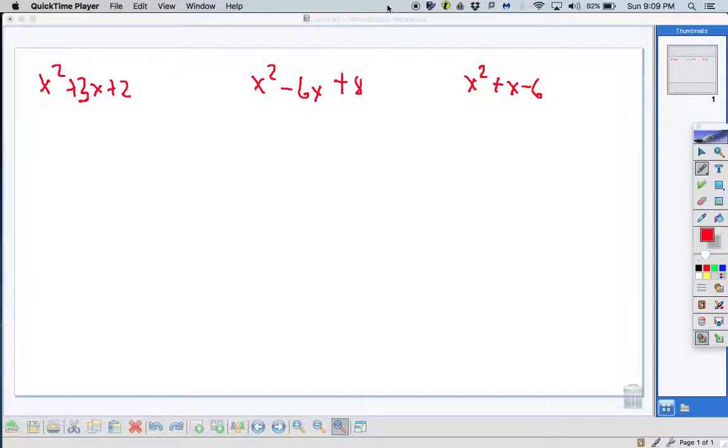Okay, today we're going to review factoring. So when you factor, what we're going to be doing is undoing the distributive property that we do to solve polynomials. So let's first review the distributive property.